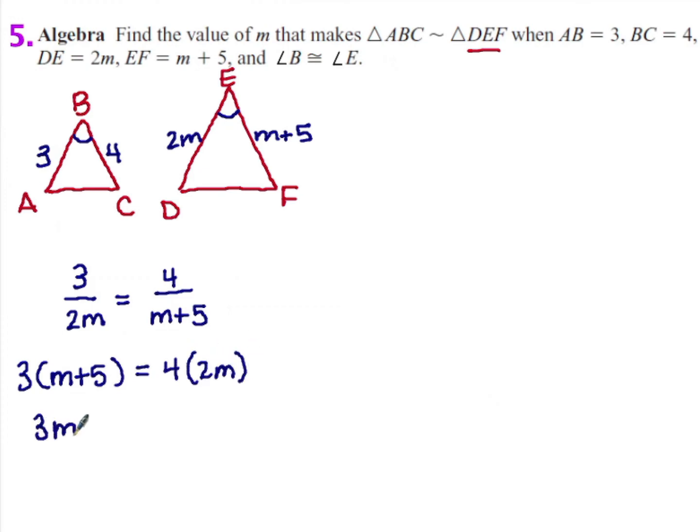Now on this side I distribute the 3. Do you know why I don't have to distribute the 4 on this side? It's because there's no plus sign in here. You don't distribute when your inside stuff is multiplied. 4 times 2m is the same thing as 4 times 2 times m, and 4 times 2 is 8. No distributing unless you saw a plus or a minus sign.